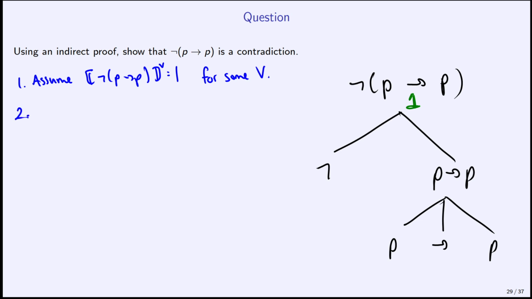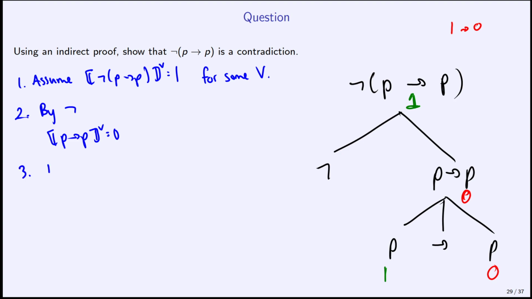Okay, so what does this mean? If not P arrow P is true, that means that P arrow P is false. So by the negation, we have that P arrow P is false. Again, think about the truth table for P arrow P. When is it false? It's going to be false if we have 1 arrow 0. So this means that P has to be true, and then the consequent P has to be false.